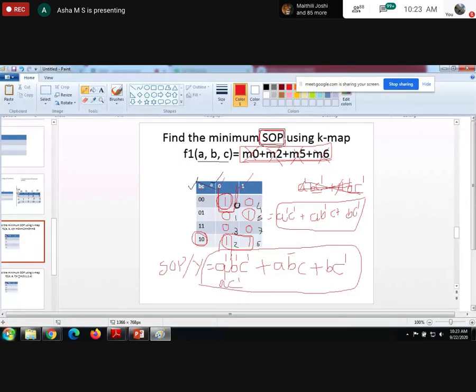Copy it. Don't take this answer. We can group this as well as this. So you can fold the K-map. Horizontally you can fold, vertically you can fold, even the four corners you can fold. So we'll see all kinds of problems.